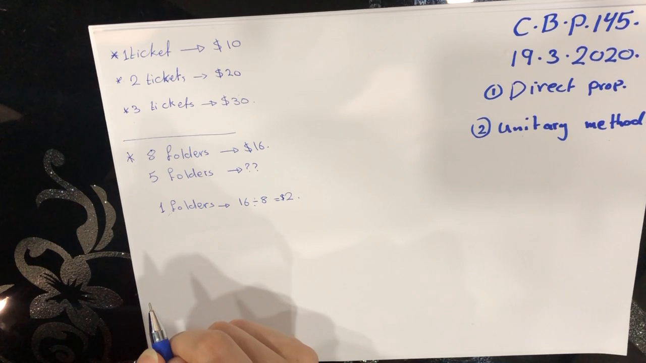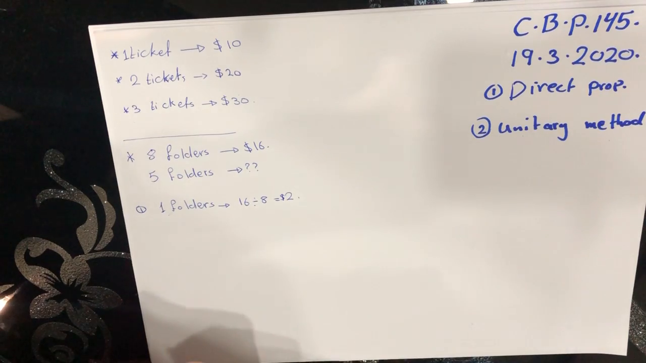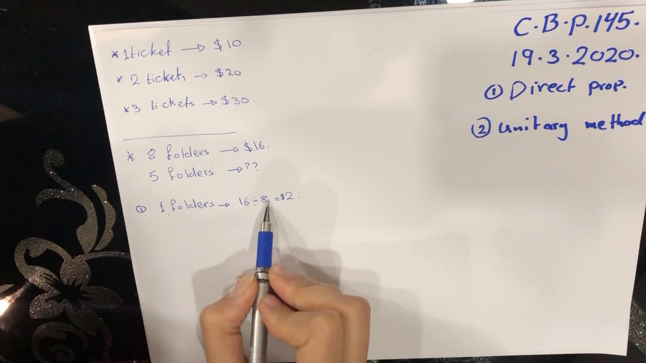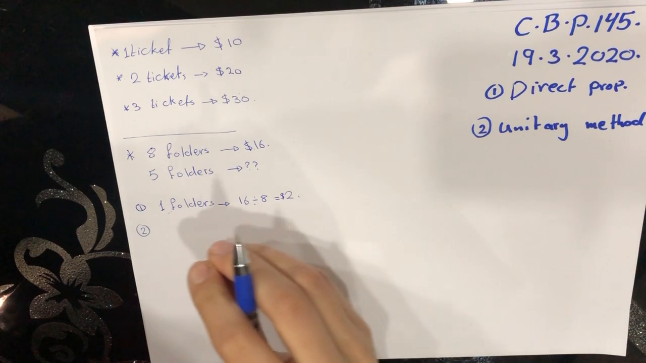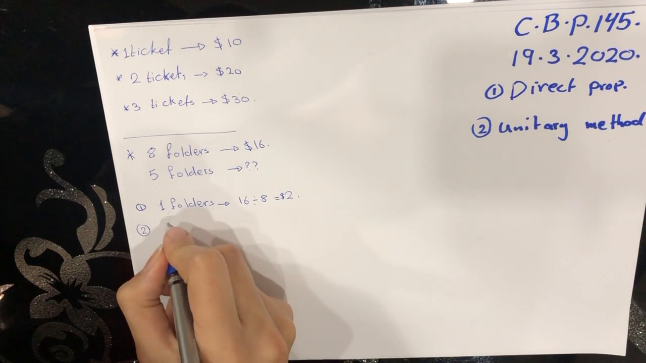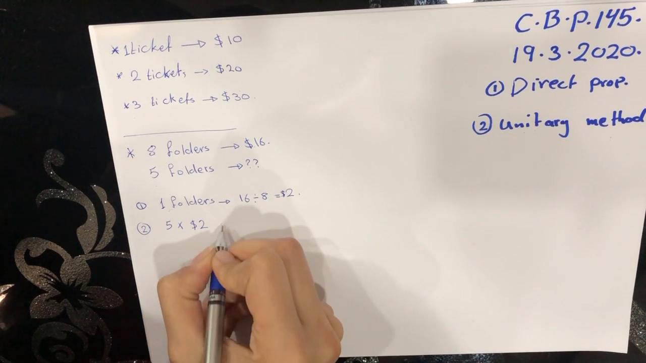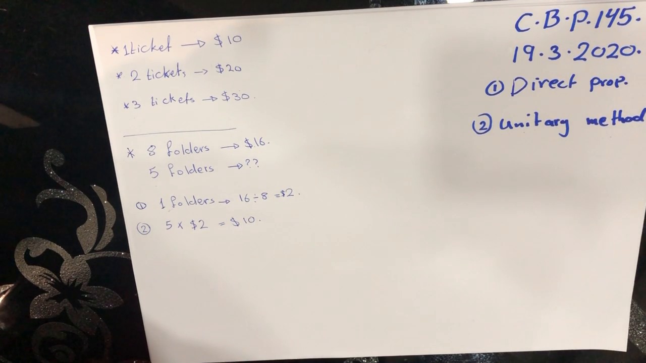Now you can find the cost for 5 by multiplying. So the first step is dividing the whole cost by the number of folders that I bought, and 16 divided by 8 is 2. The second step is finding the cost for the folders that are requested in the question. In this question, he's requesting the price for 5 folders. So you will say 5 folders times the cost per one, which is 2, and 5 folders will cost me $10.